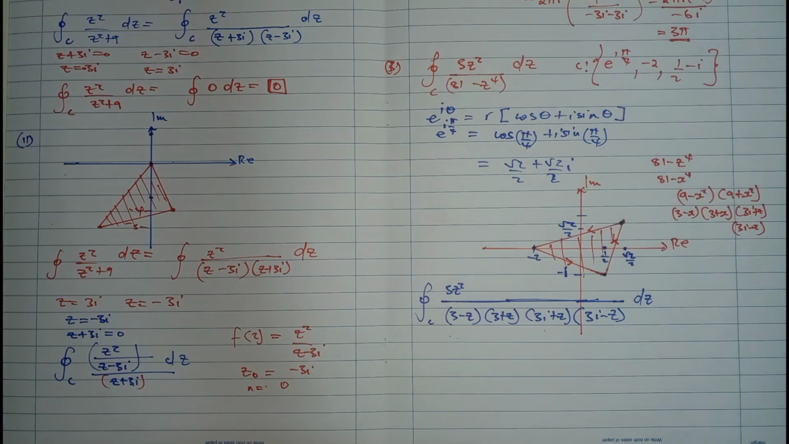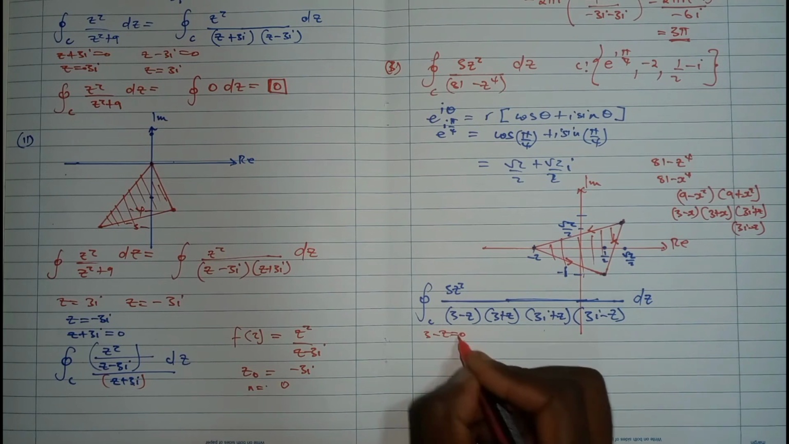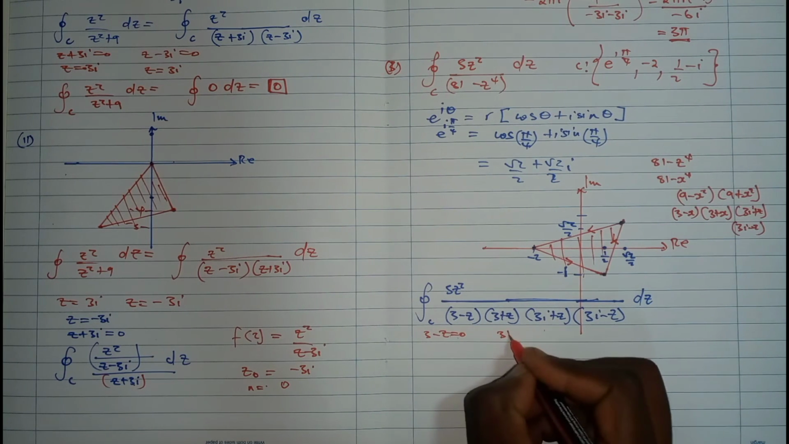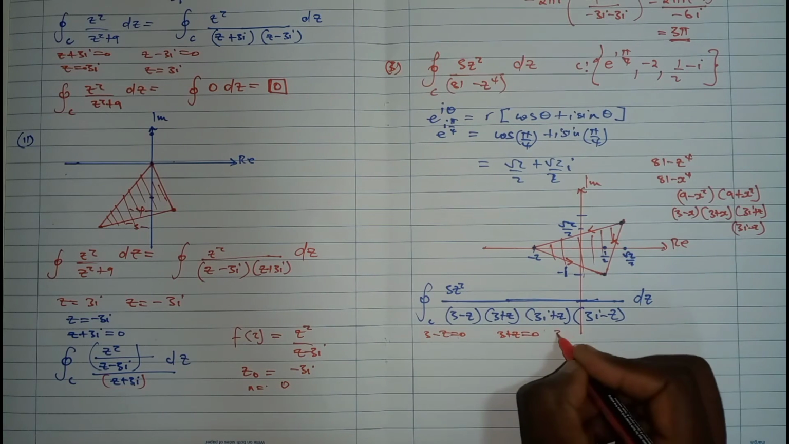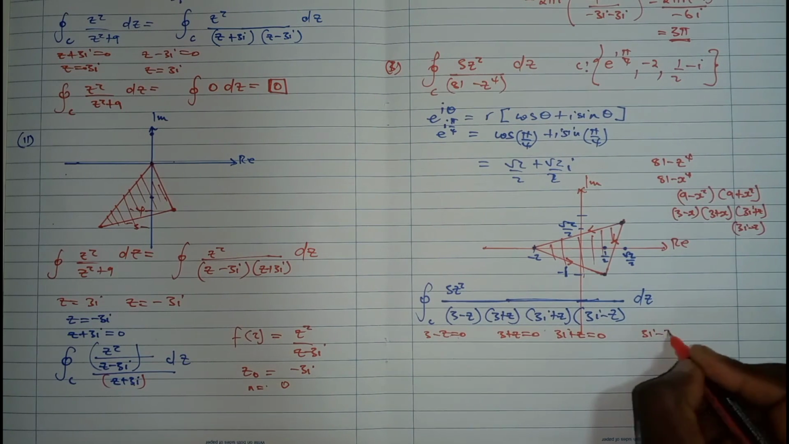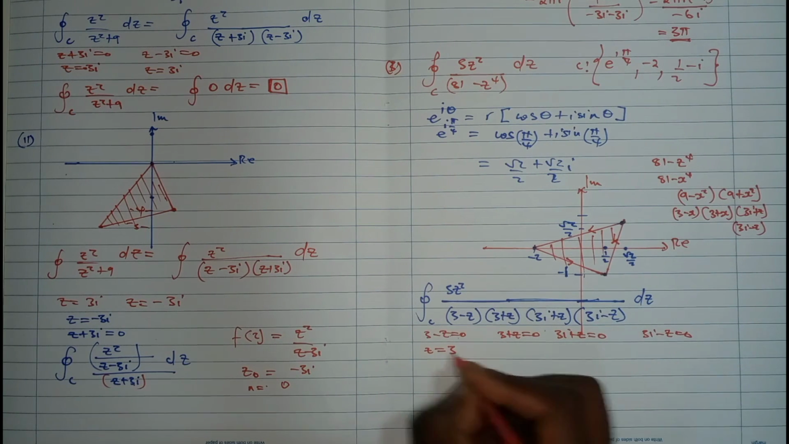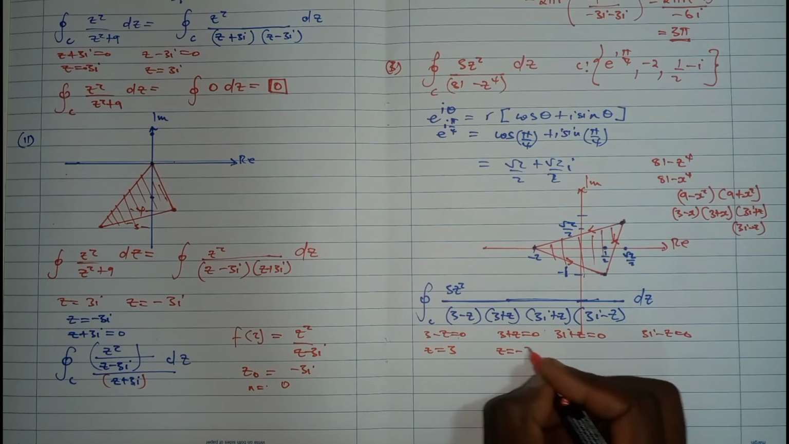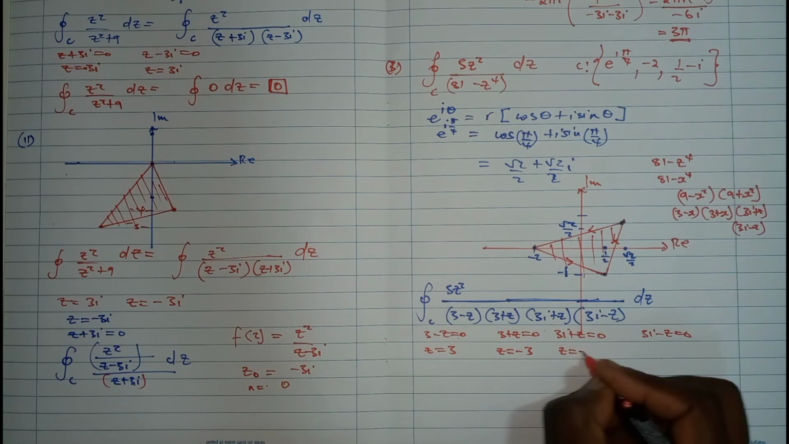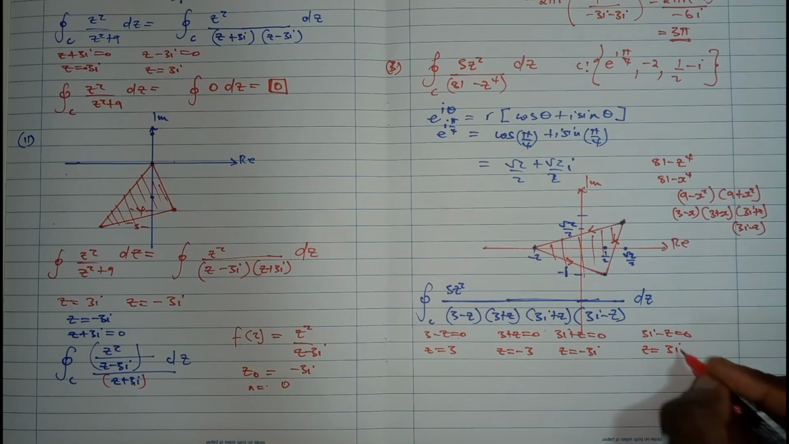And if we solve for z, what do we have? We have 3 minus z is equal to 0. And we have 3 plus z is equal to 0. 3i plus z is equal to 0. 3i minus z is equal to 0. So that means z is going to be equal to 3. And z is going to be equal to -3. And z equals -3i. And z is equal to positive 3i.